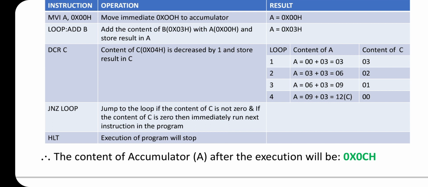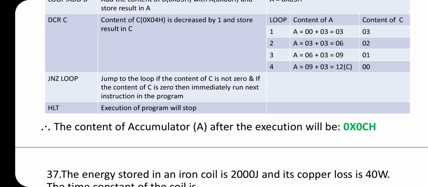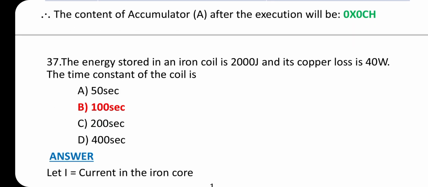Then the value of A becomes 03 plus 03, which is equal to 06. The accumulator content is 06 and the content of register C is 02. Again the loop works. The accumulator gets the value 09 and register C decrements to 1. Again the accumulator gets the value 12 and the content of C becomes 0 after decrement. Then the program will stop. Therefore the content of accumulator after the execution will be 0x0CH.